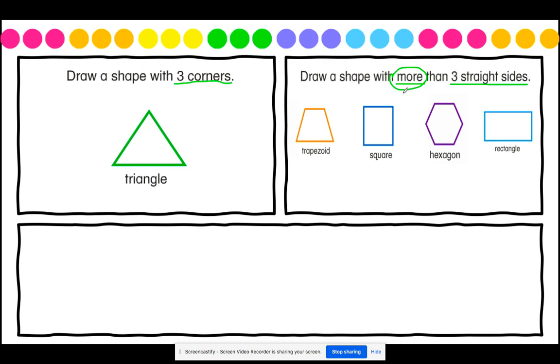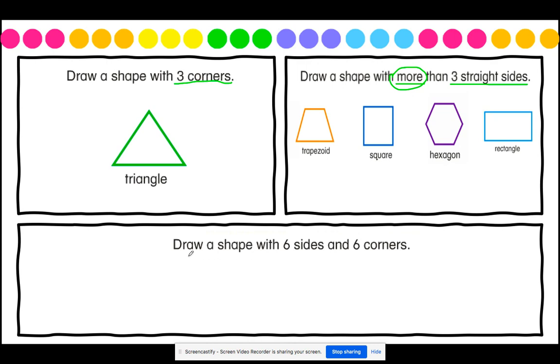And I hope that one of the shapes that you said was one of these 4. A trapezoid has 4 straight sides. A square also has 4 straight sides. A hexagon has 6 straight sides. And a rectangle has 4 straight sides. All of those numbers are greater than 3. So any of those answers or shapes could have worked.